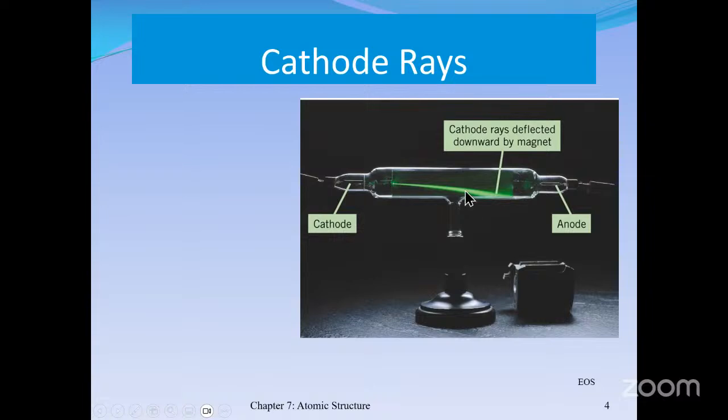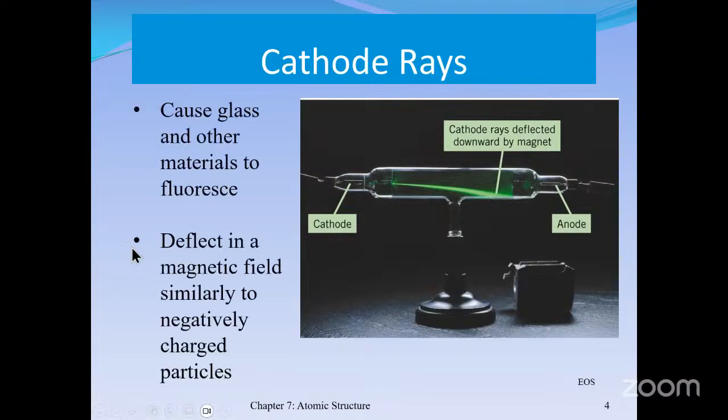These are the stream of particles here, and here we have a magnet, and you'll notice that the stream of particles are moving toward the magnet. And the same thing will happen if there was an electric field nearby. So with that said, another thing that was noticed too about these particles is that when they hit certain materials, especially glass, they cause them to fluoresce, which basically means that it causes them to light up, right?